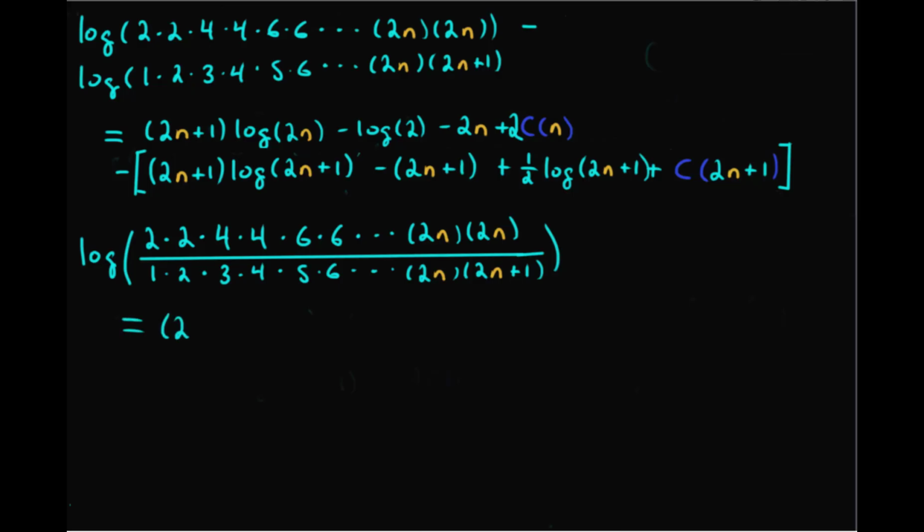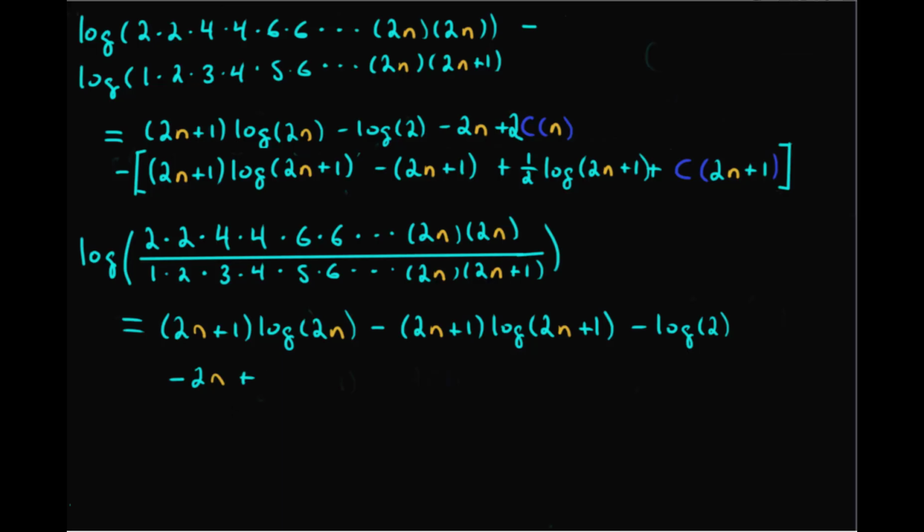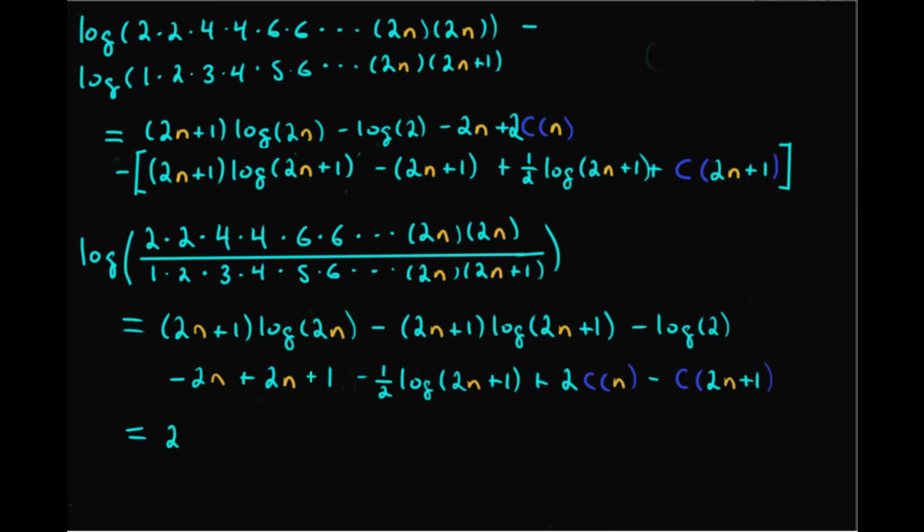And then on the right-hand side, I have the difference of all these terms. I'll try to group them together in a way that makes sense. We'll have 2n plus 1 times log of 2n, minus 2n plus 1 times log of 2n plus 1, minus the log of 2 minus 2n, and then we have a double negative here, so plus 2n plus 1, then minus 1/2 log of 2n plus 1, plus 2 times c of n minus c of 2n plus 1. The first two terms can be grouped together by the laws of logarithms. These become 2n plus 1 times the log of 2n over 2n plus 1. And then, of course, the minus 2n and the plus 2n cancel out, and the other terms are unchanged so far.